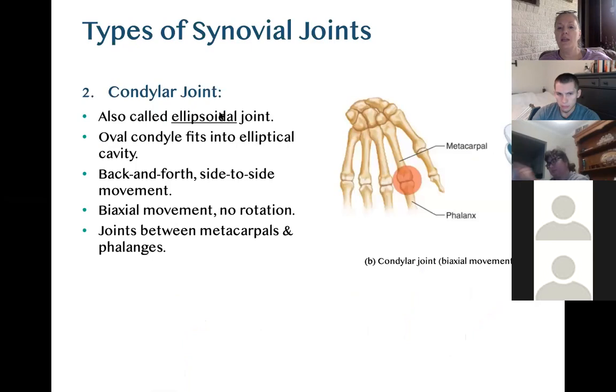The other type of joint will be a condylar joint, also known as an ellipsoidal joint. This is like what you see at your metacarpals, the bones right here in your hand, as they fit into your phalanges. This allows back and forth and a little bit of side to side motion. It's a biaxial movement, but you can't rotate like a shoulder joint; it's gliding. Biaxial, between your metacarpals, the hand bones, and the finger.